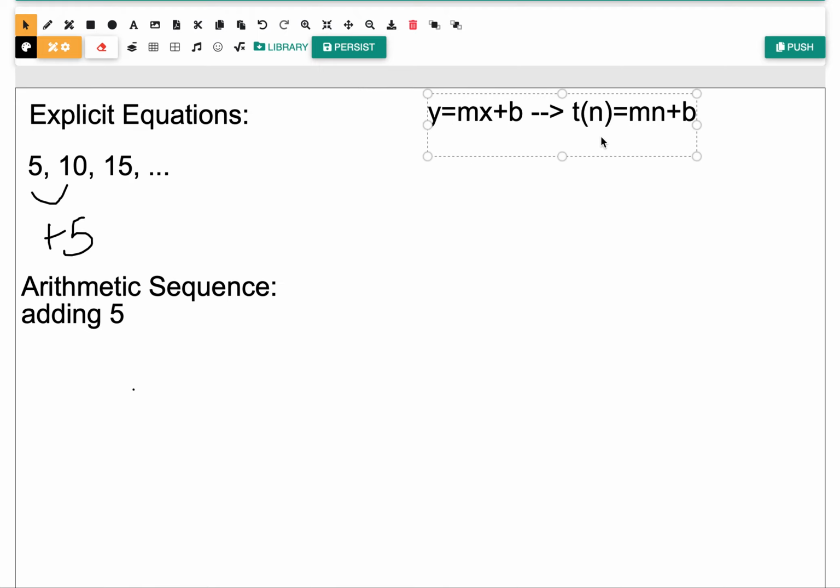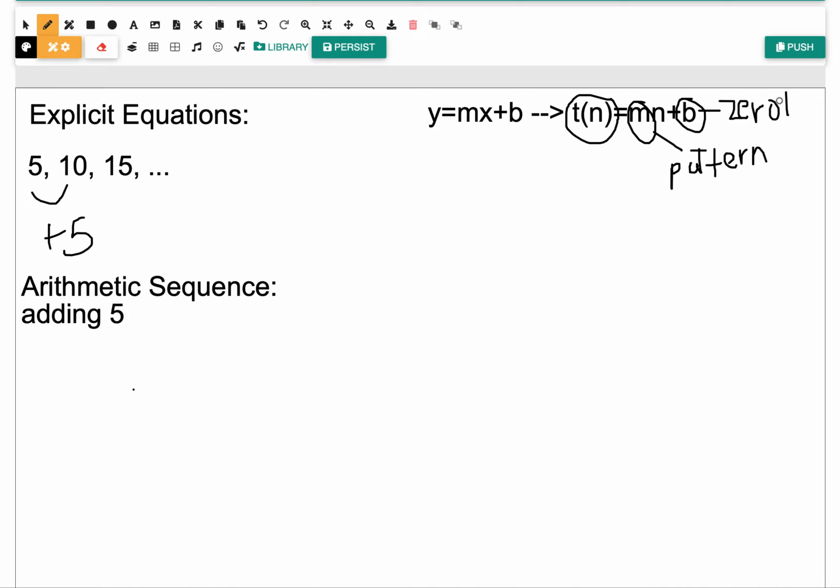This equation right here. Now, let me say some things. This means, this is the pattern. And then this right here is our zero term. If it existed, I know it doesn't exist, but I have to find it as if it did exist. So, zero term.